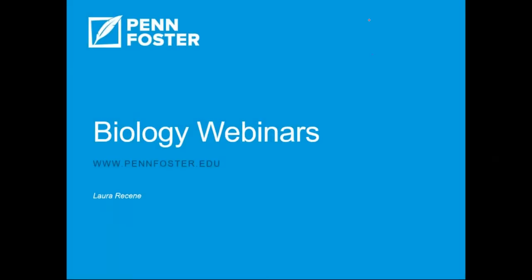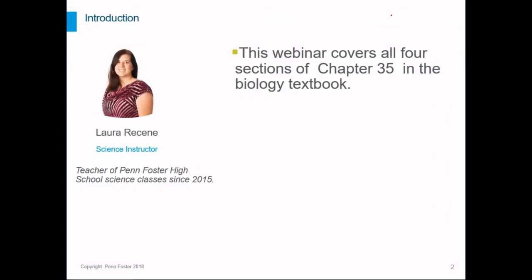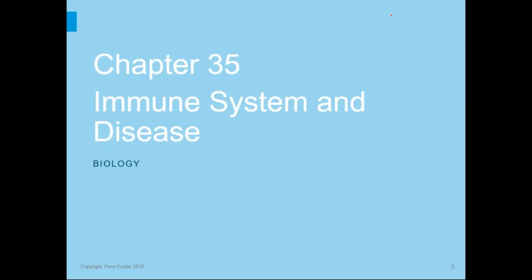Us for today's video on the immune system. And this is going to be covering chapter 5 of the biology textbook. And this is the very last chapter. So if you've been following along with us from the beginning, then congratulations, you've made it all the way to the end. And this chapter has 4 sections. It's going to be about the immune system and disease.